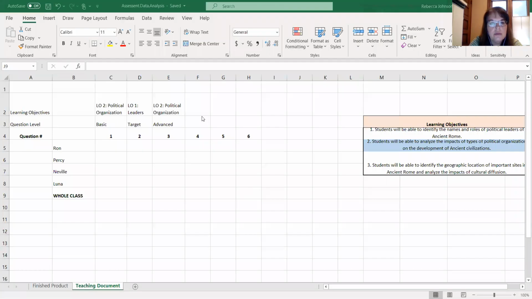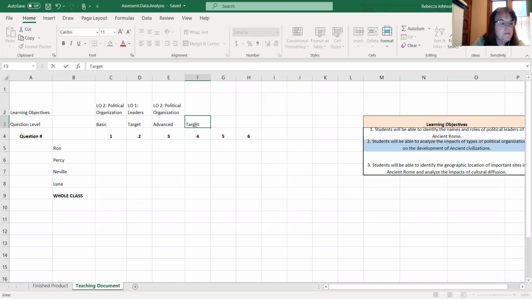So I know, what do students know? Do they know about the leaders? Do they know about the geography? What do they remember? So my question 4, I said, was a target question, and it's looking at learning objective 3, which is about geography and cultural diffusion.